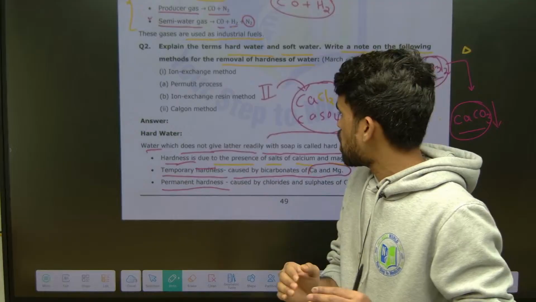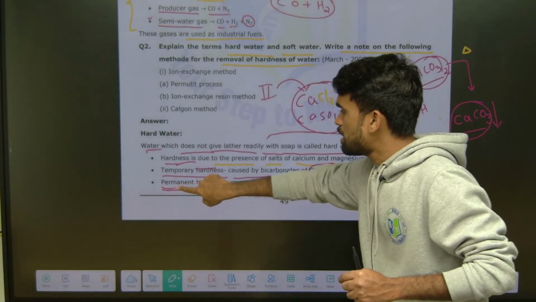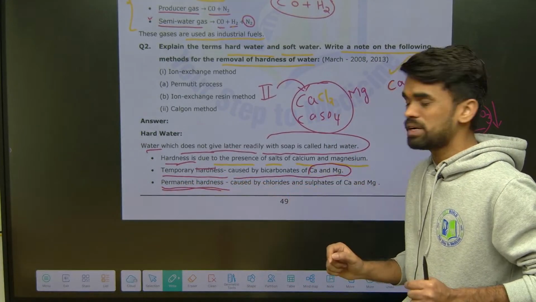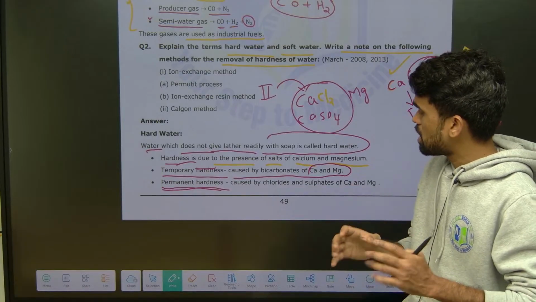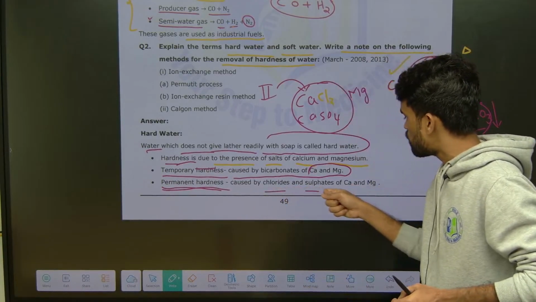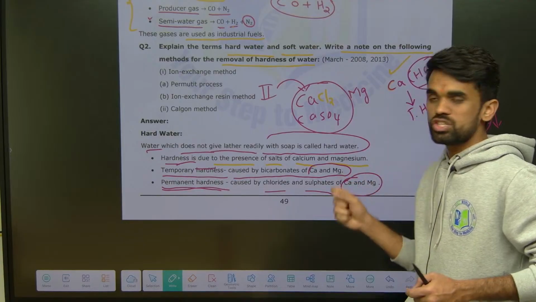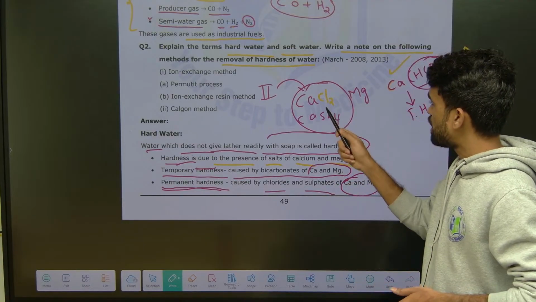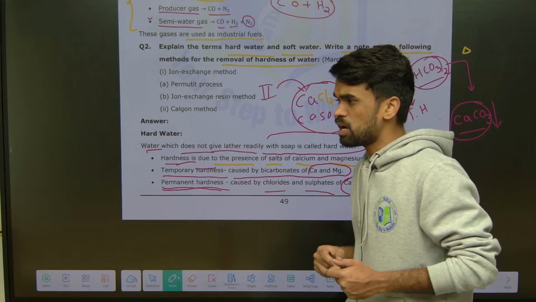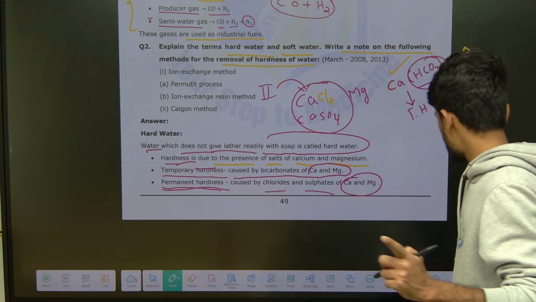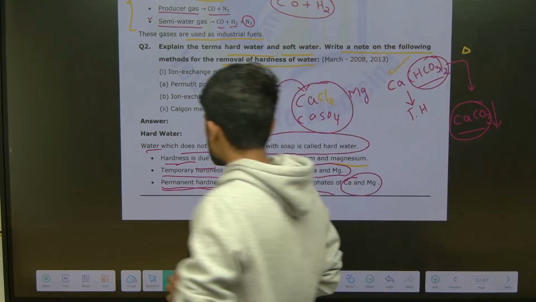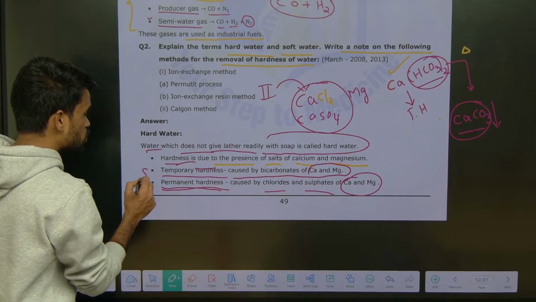Okay, but this is not the scenario when you have permanent hardness causing salts. What are the permanent hardness causing salts here? Chlorides and sulfates of calcium and magnesium. Okay, so calcium sulfate and calcium chloride are the best examples you can remember for permanent hardness causing substances. Yes guys, you know these questions are also equally important.